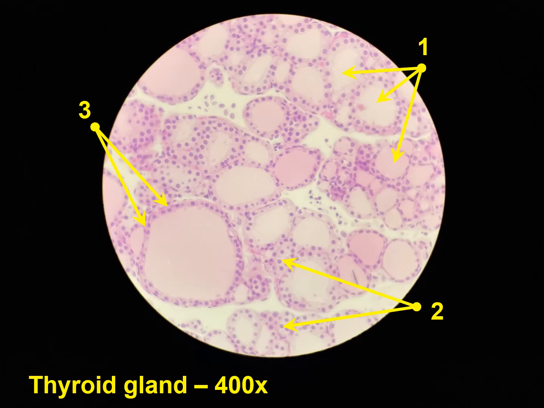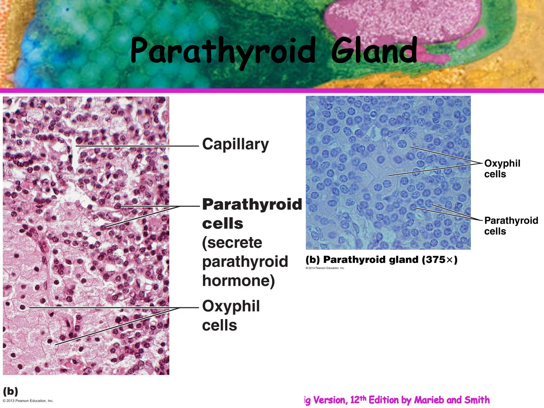This is yet another histological snapshot of the thyroid gland. The parathyroid gland is shown histologically here, and it contains two cell types. The cell type that we are most concerned with are the parathyroid cells, and the parathyroid cells are responsible for secreting parathyroid hormone.